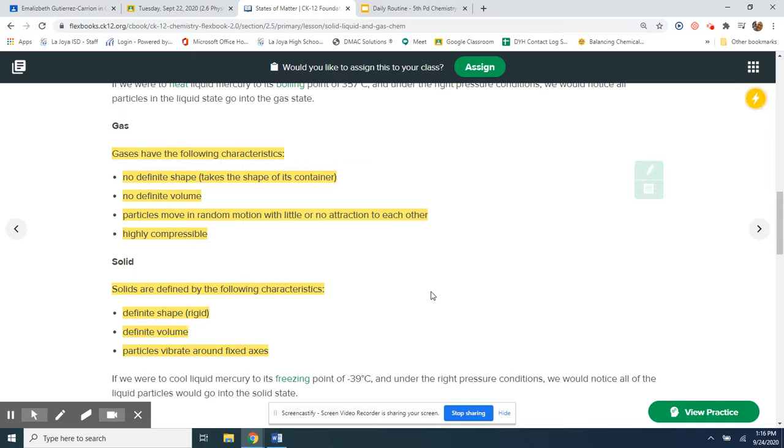Gases, you have to remember, have no definite shape. It'll take the shape of its container, and no definite volume because it will take the shape of its container. All right. Particles move in random motions with little or no attraction to each other. What do we mean by that?